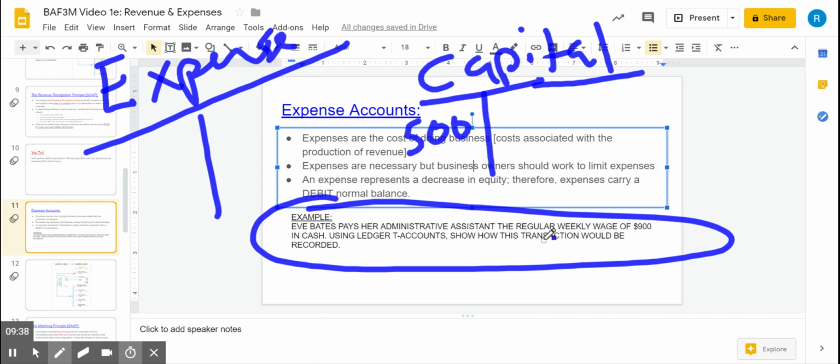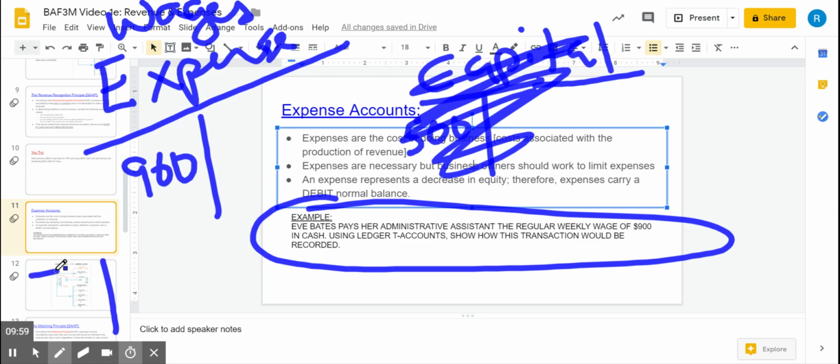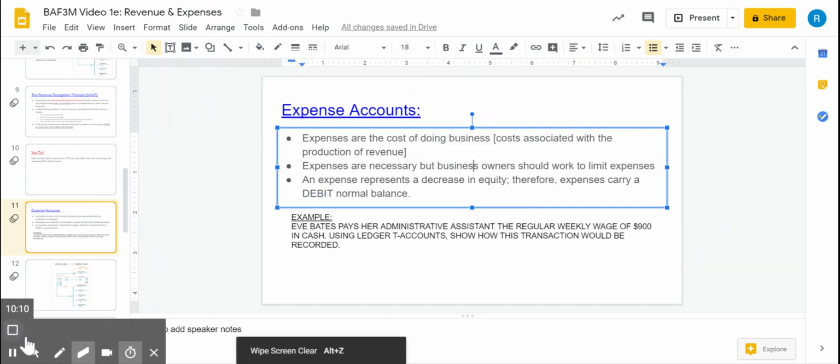So Eva Bates pays her administrative assistant the regular weekly wage of $900 using cash. Okay, so what we're going to do is create different expense accounts for each one because that helps accountants figure out where money's being spent. So we're going to create an account called wages expense, and anytime we pay wages, we're going to debit this account for $900. So this transaction here should be expenses get debited by 900, and what would our credit here be? It'd be cash. Cash decreases by 900. So we have a credit of 900 to cash and a debit of 900 to wages expense, which is going to effectively bring down the equity of our business. I hope that does make sense.